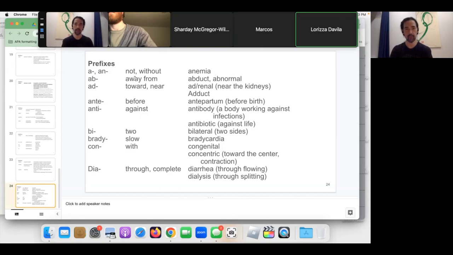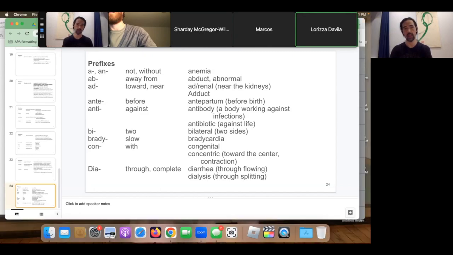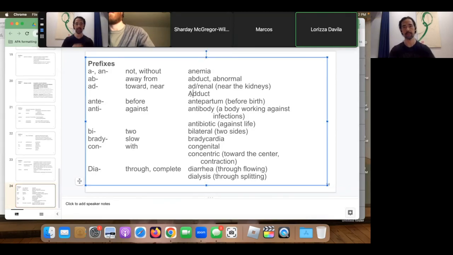Ab means away from the center. So abduct, to conduct away from the center, or abnormal, away from normal. AD or ad means toward the center or near. So that's adrenal, near the kidneys or on top of the kidneys, and then adduct, conducting toward. Ante means before. Antepartum, I'm sorry, ante, not anti. There's ante here.